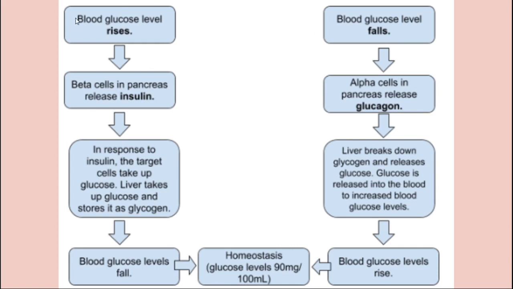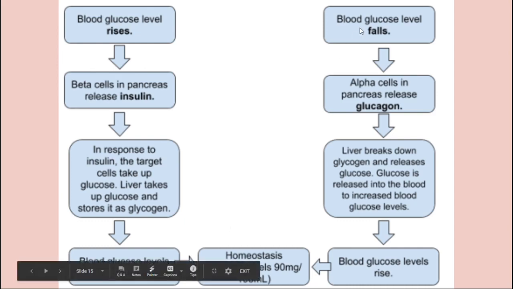So when blood glucose level rises, the beta cells in the pancreas release insulin. Therefore, in response to insulin, the target cells take up glucose, and the liver also takes up glucose and stores it as glycogen. Therefore, blood glucose levels fall and homeostasis is achieved, which means blood glucose levels return to normal.